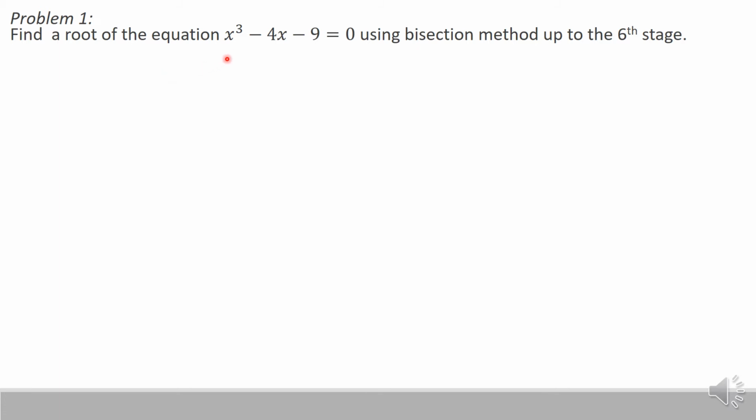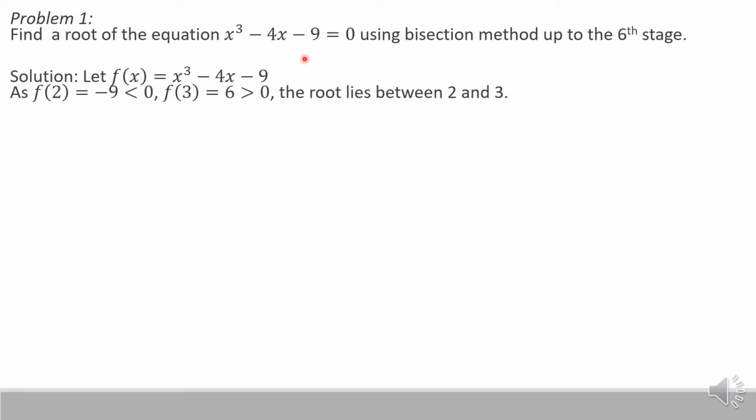Let us find the root of the equation x cube minus 4x minus 9 equal to 0. So we will use bisection method and will solve only up to 6th stage. Let us denote this function as f of x. So f of x is equal to x cube minus 4x minus 9. Now you have to put values of x randomly in such a way that for a successive value you have to get both negative and positive value.